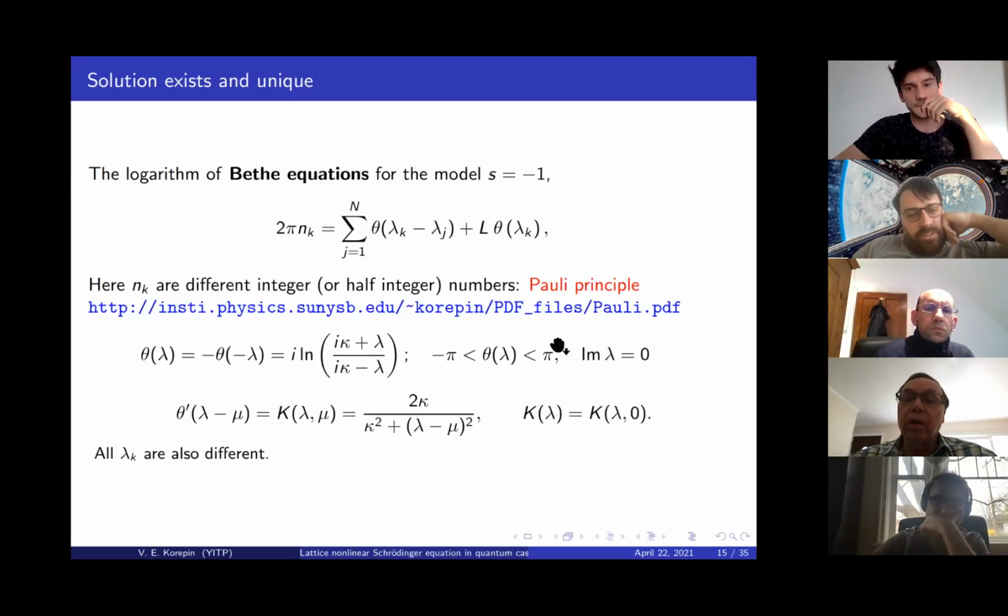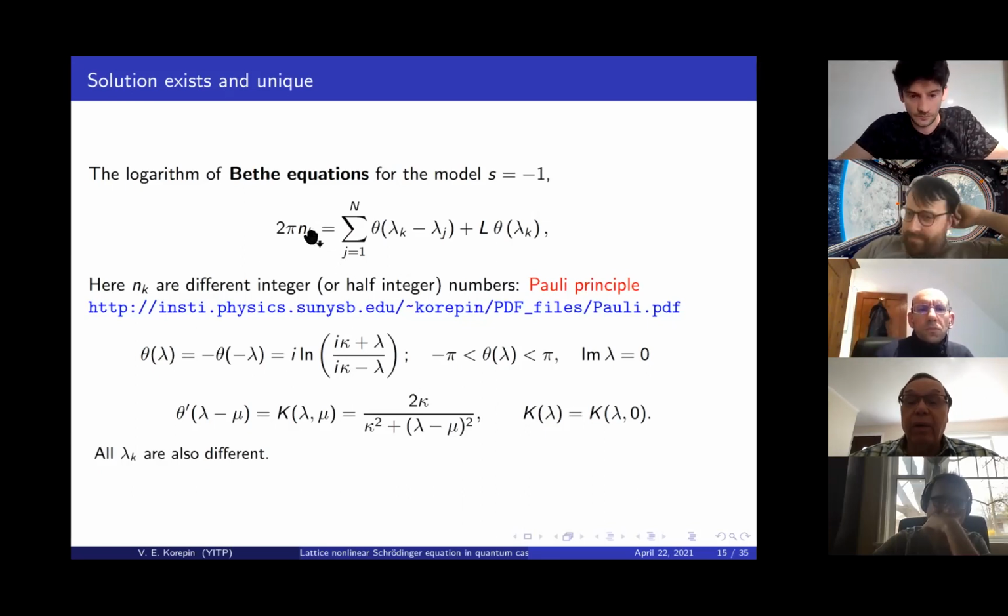If log is the standard branch of log, then mod numbers can be equal and the solution is still not trivial. See, the log is chosen the following way. When lambda is equal to 0, then log is equal to 0. So it's an anti-symmetric function. And then, if two n's are equal, then two lambdas are equal, and this is forbidden by the Pauli principle. Do you want me to send the link to this paper? It's also in the book.